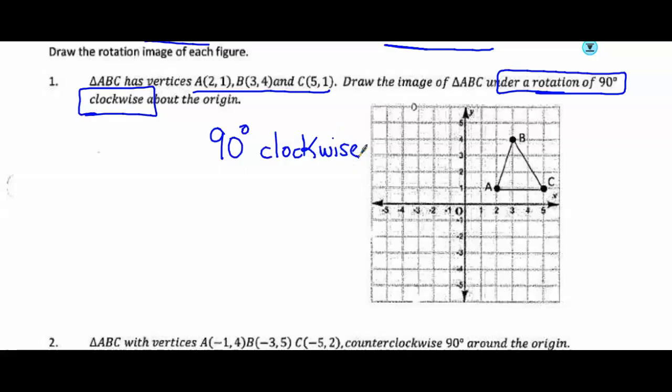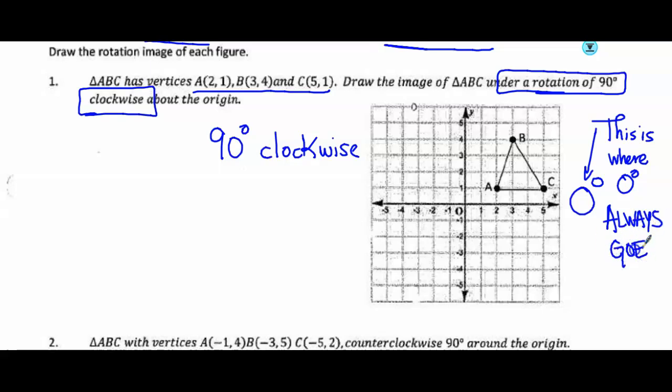The first thing that I need you all to do is to put a 0 degree to the right. And put a note: this is where 0 degrees always goes. Every time you do a rotation, the 0 degrees goes to the right of the x-axis.